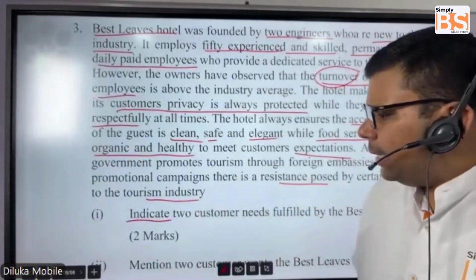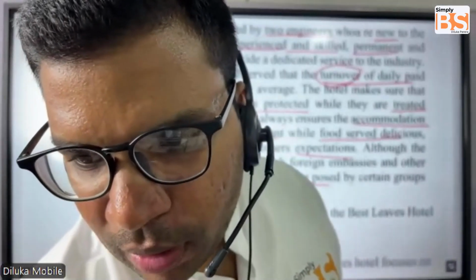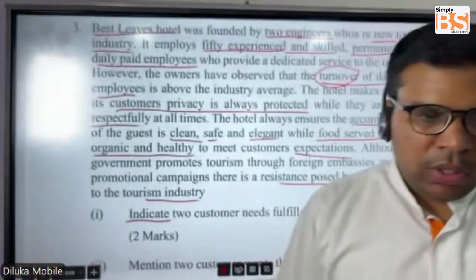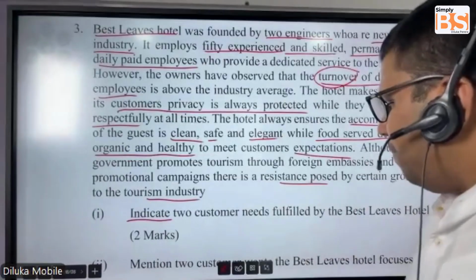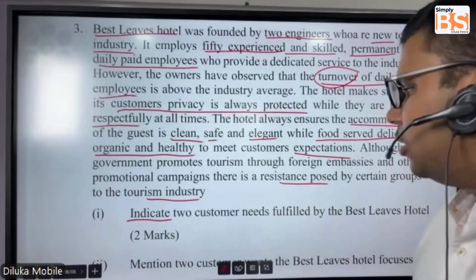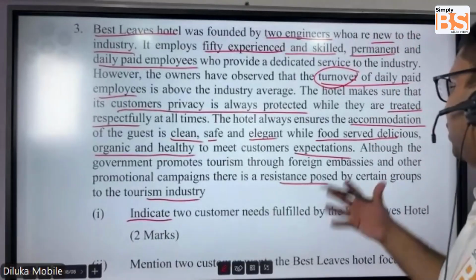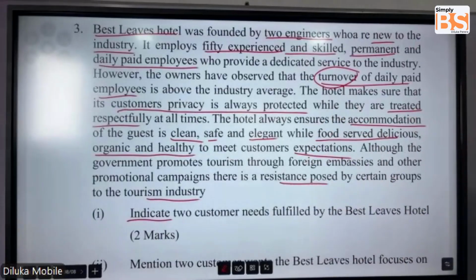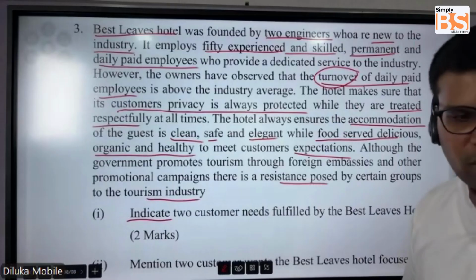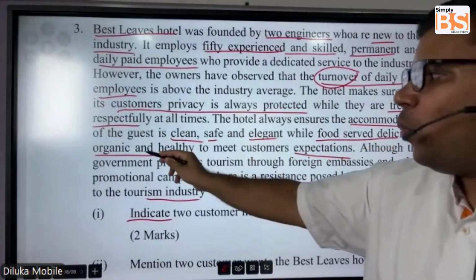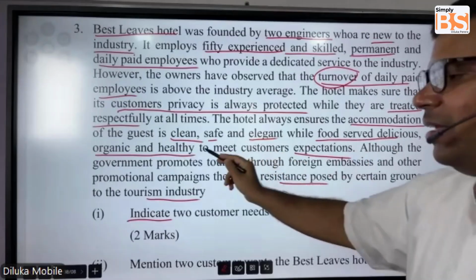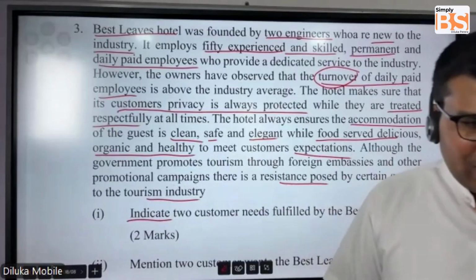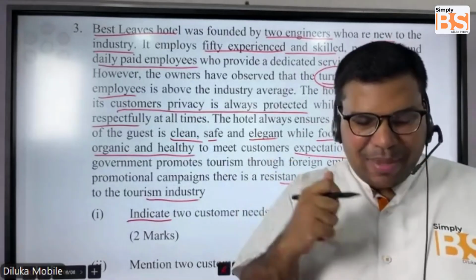Needs. I've got some answers. So needs, of course, you can take what? This is a hotel. In the description, it says they provide good food, delicious food, organic and healthy food. Can you see what I have underlined here? Now take them as answer points. I told you when you underline, you can take them as answer points, the important ones.